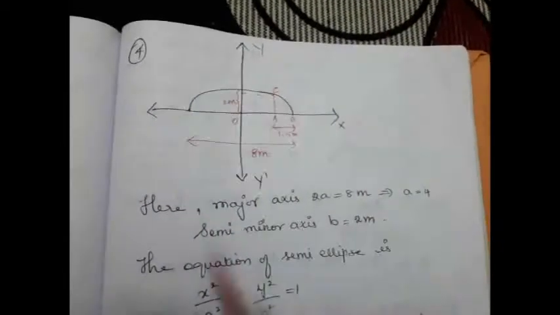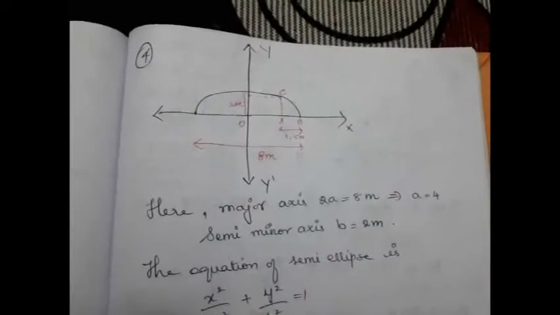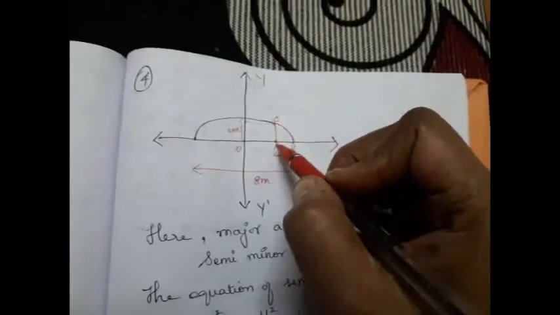It is clearly given it is a semi-ellipse, 8 meter wide and 2 meter high. They asked you to find the height of the arc at a point which is 1.5 meter from one end. It is not necessary to take it from here; this end also you can take. They asked you to find the height of the arc at a point 1.5 meter from one end.